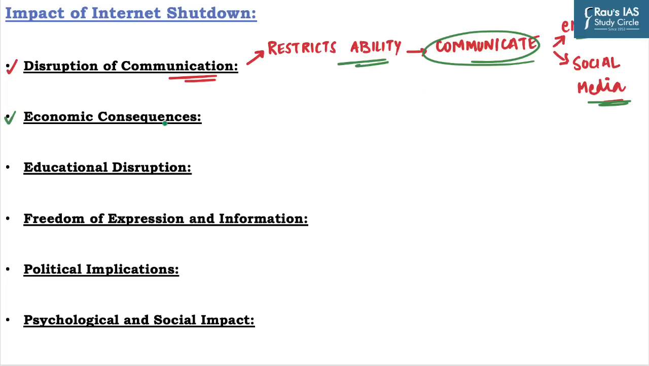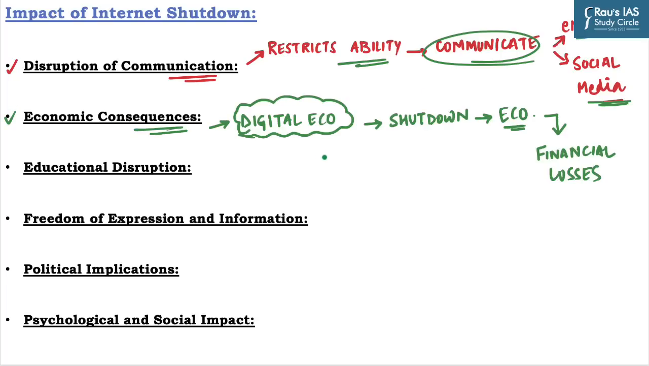The next one is economic consequences. As India has a rapidly growing digital economy, an internet shutdown can severely impact businesses and economic activities. For example, e-commerce platforms, online service providers, and startups heavily rely on internet connectivity to conduct transactions and serve the customers. And internet disruptions can lead to financial losses, reduce productivity, and increase unemployment, particularly for internet dependent industries.